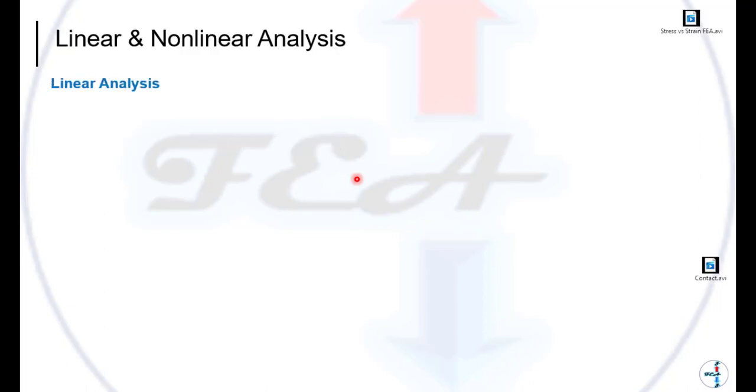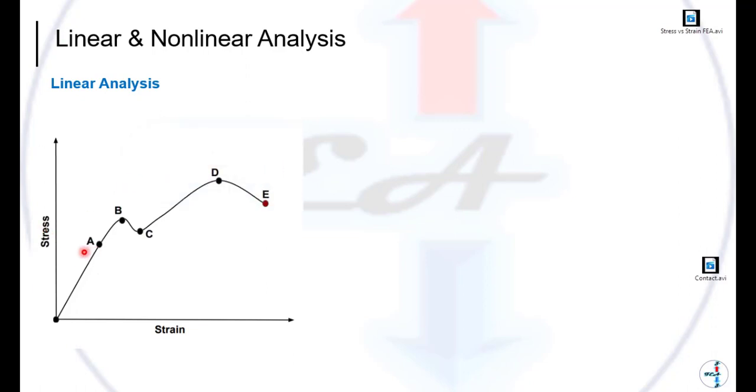To understand linear and non-linear analysis, first we should understand the typical stress strain curve for ductile material. So this is a typical stress strain curve for ductile material. First we should understand the zone 0 to A. It is called the proportional limit. B point is called upper yield stress point, C is called lower yield stress point, D is ultimate stress point, and E is fracture point.